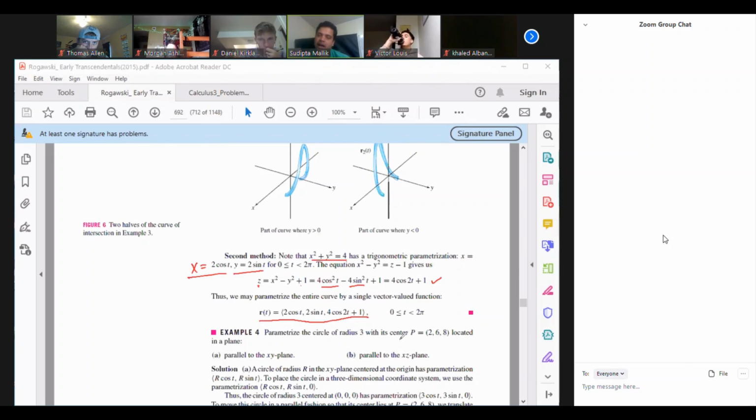So a space curve can be parameterized in multiple ways. This is the same curve as the R1, R2 you have seen before. They're the same curve, but they look different. Okay? Any question on it?